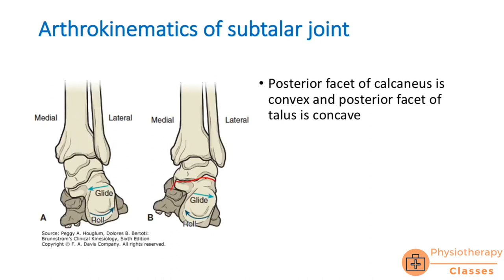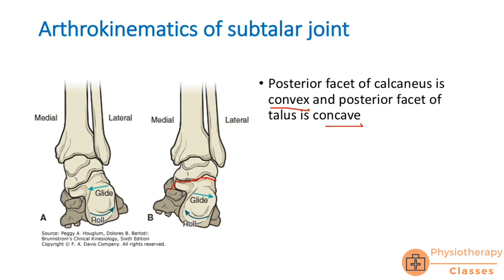We know that it is formed by attachment of the anterior, middle and posterior facets of talus and calcaneum. We also know that the posterior facet comprises 70% of the joint, and the posterior facet of the calcaneum is convex, whereas the posterior facet of the talus is concave. So during closed kinematic chain, talus moves on calcaneum, and during open kinematic chain, the calcaneum moves on talus. So let's discuss the open kinematic chain to understand the arthrokinematics of the subtalar joint.